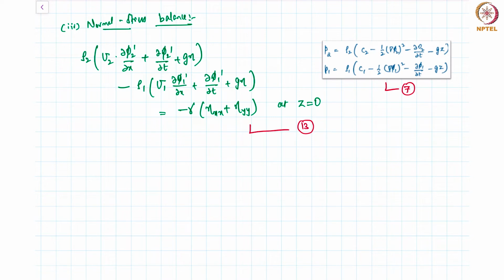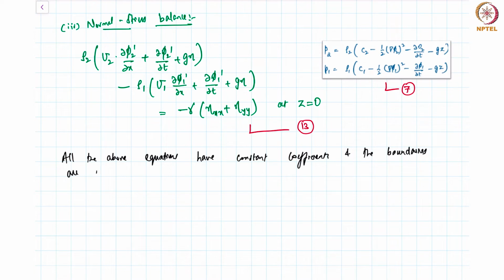Now what we have is all the above equations have constant coefficients, and the boundaries are homogeneous in x and y directions. So therefore we can use the method of normal modes.